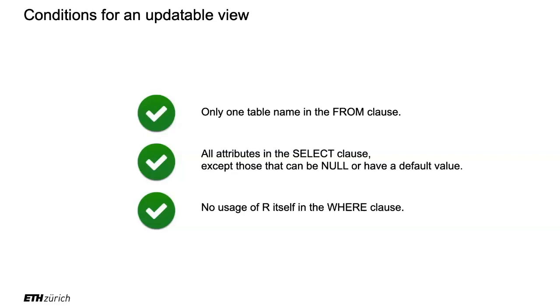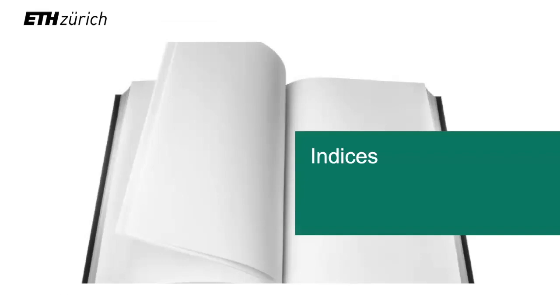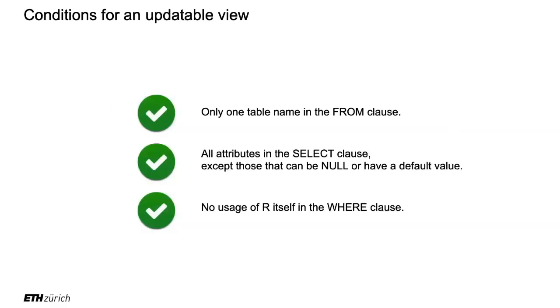So what these rules are telling you is really just keep it simple. If you want your view to be updatable, then don't push it too much. Just stick to something simple like SELECT star FROM WHERE, and the WHERE should not be too fancy. It should just be a simple equality or comparison, something like that. But no nested things. Okay. All right. Does it make sense?